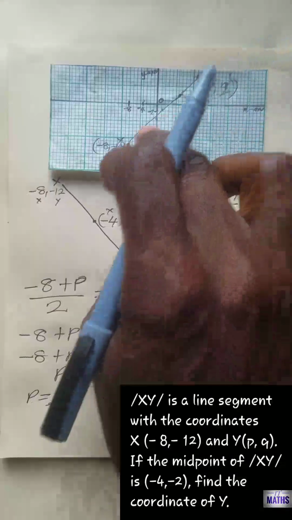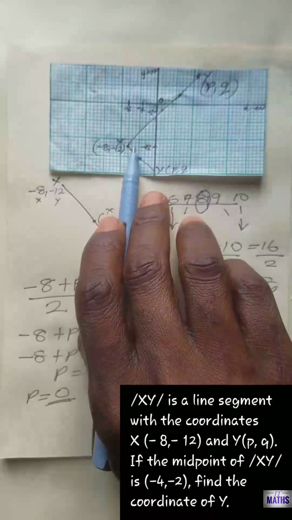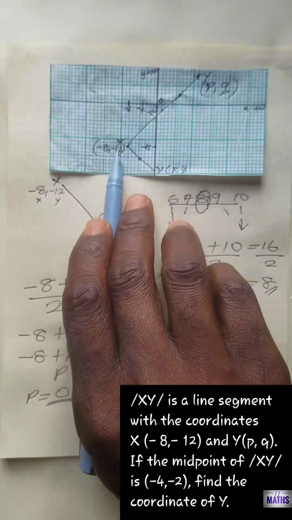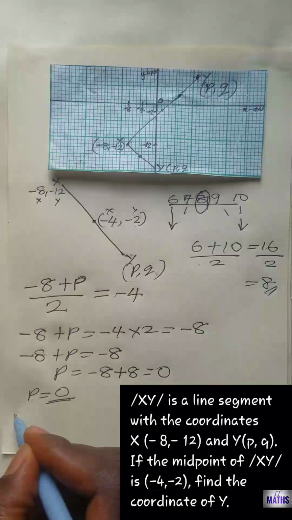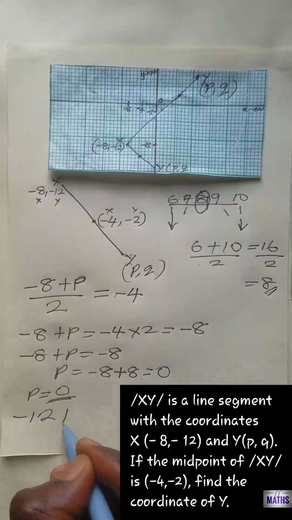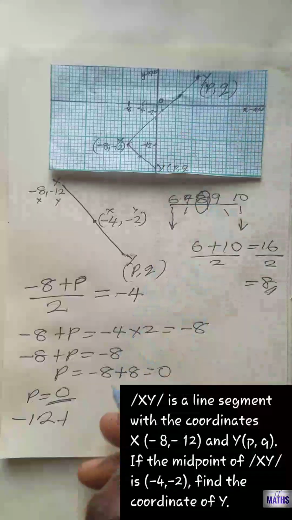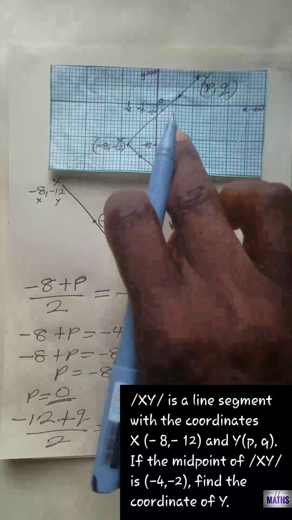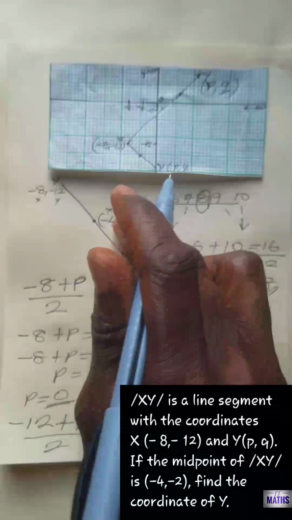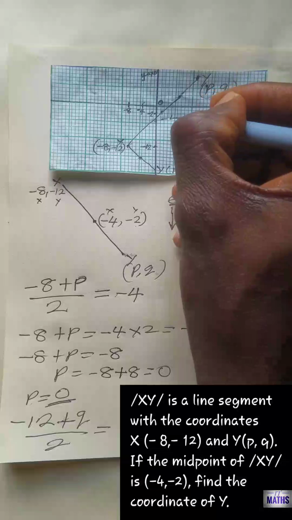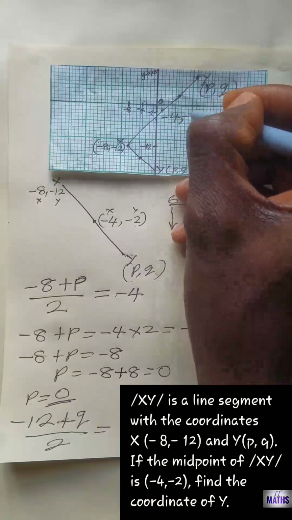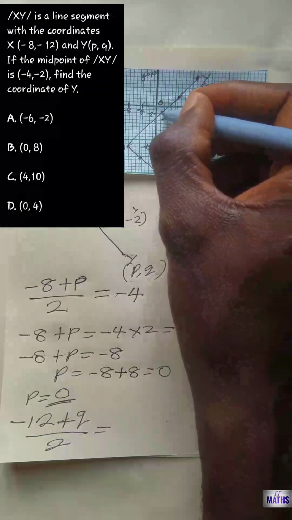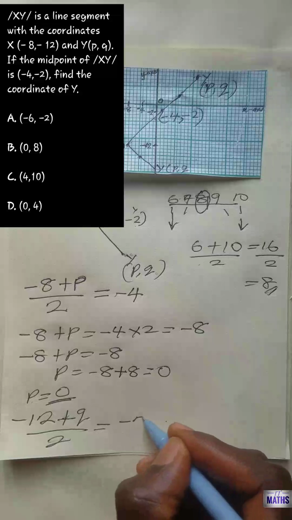Now let's do the same thing for Q. We are going to the y coordinate this time. That is this -12. -12 plus who now? Q, divided by 2 should give me what? What was this mid value? I didn't write it here. Let me write it here because this is what we are using. The mid value is -2. So that's what I'm going to solve.